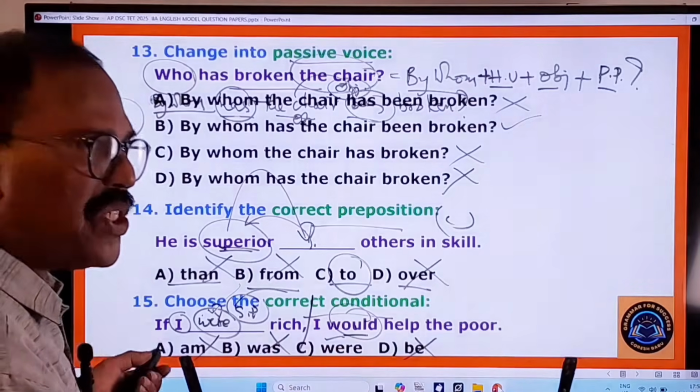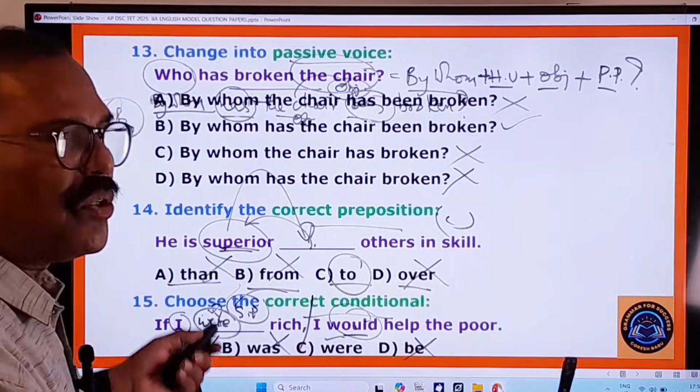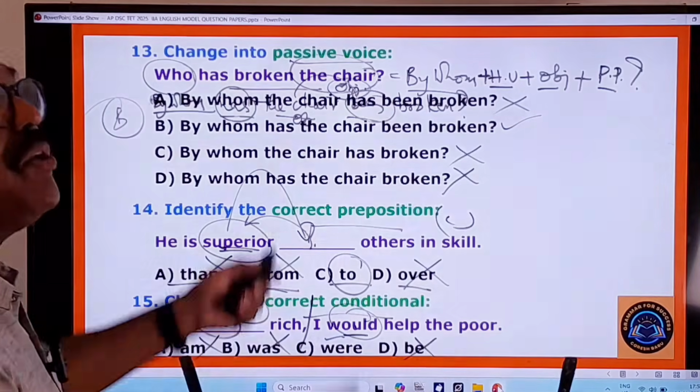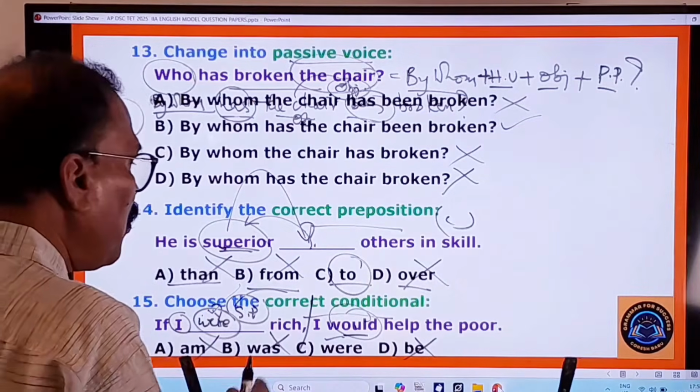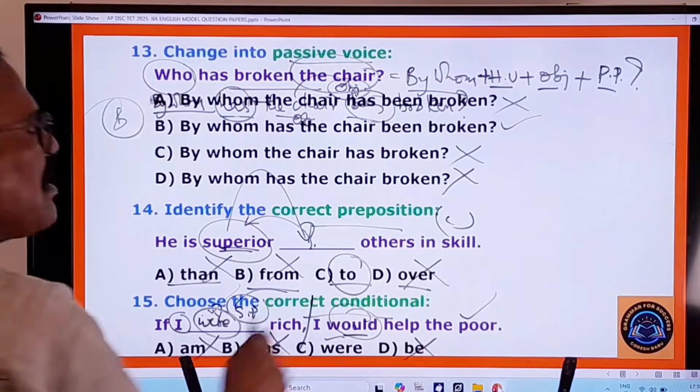You cannot become rich. It is highly impossible for you to become rich. If at all you happen to become rich, what would you do? You would help the poor. That is the meaning of the sentence.